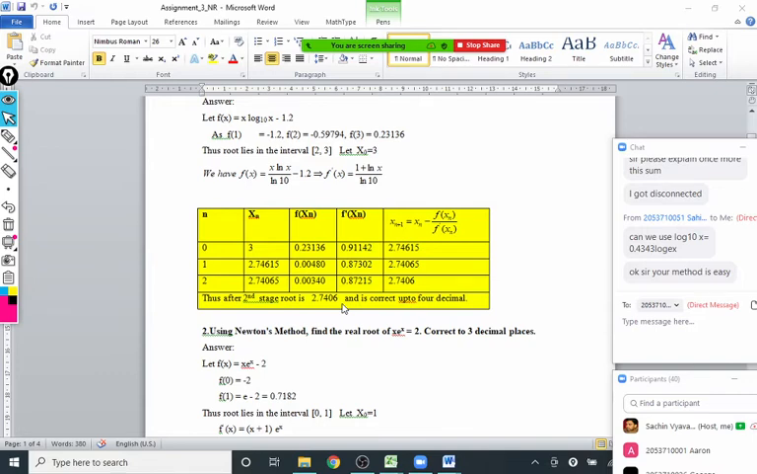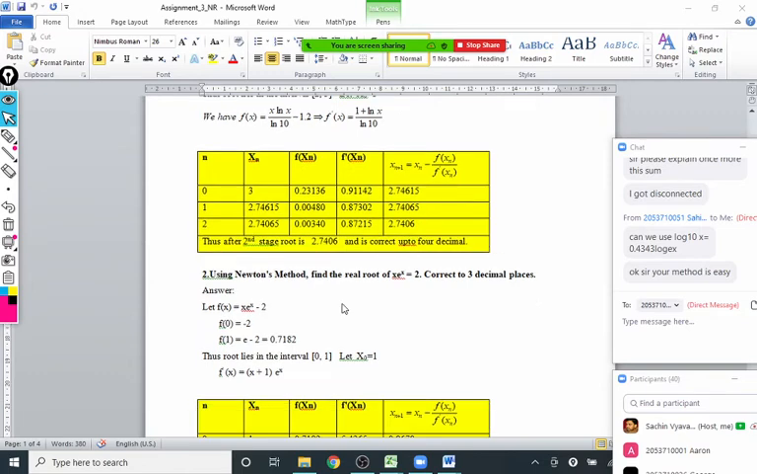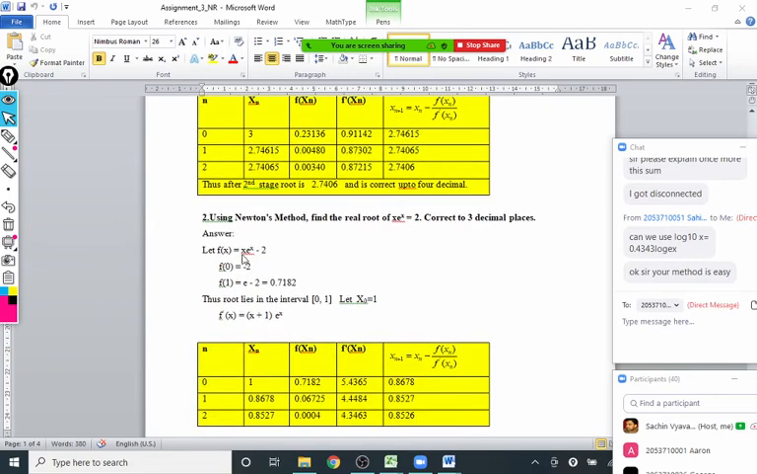Okay. So another example, we are using x e raised to x equal to 2. We have to find the root of x e raised to x equal to 2, correct to 3 decimal places, similar to the previous example. So f(x) is x e raised to x minus 2. f of 0 is negative, f of 1 is positive.